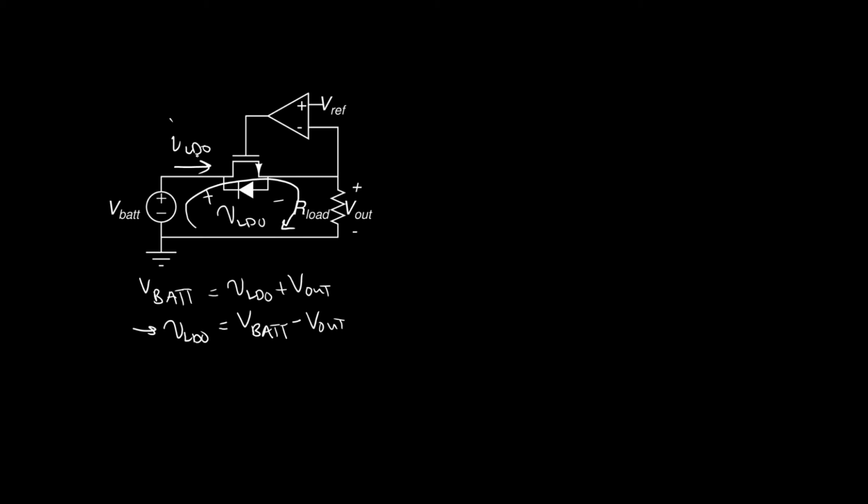Well, there's only one loop in the circuit, right? So that means that the current flowing through this transistor must also be the current flowing through this load resistor. And the current flowing through the load resistor is just I out. It's the output current. Sometimes we refer to it as I out. And I out is simply the output voltage over this load resistance, V out over R load.